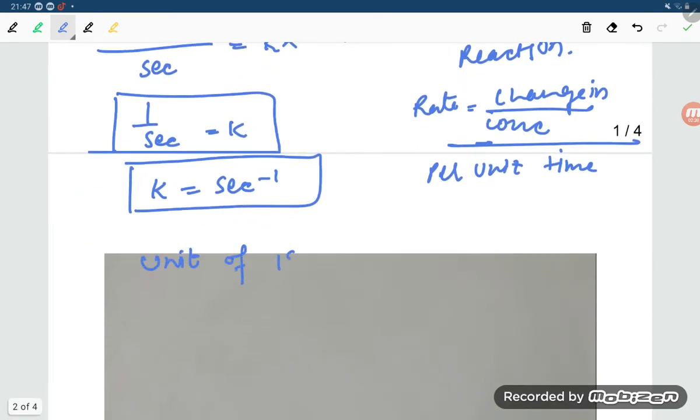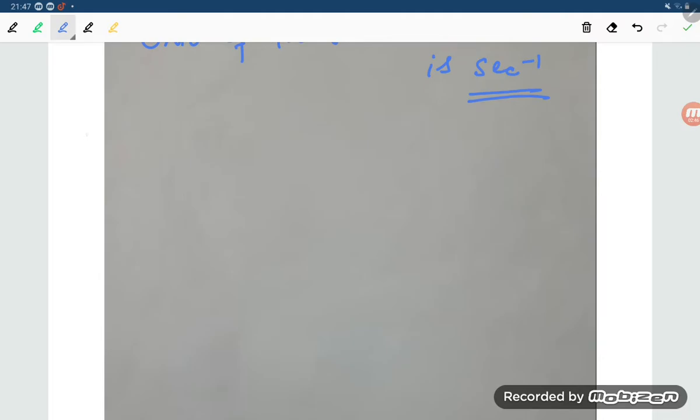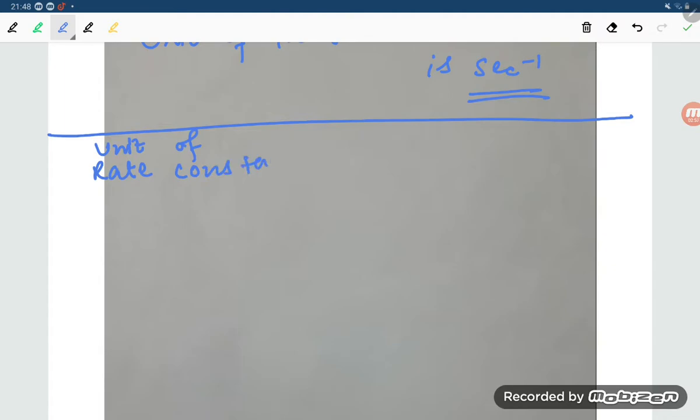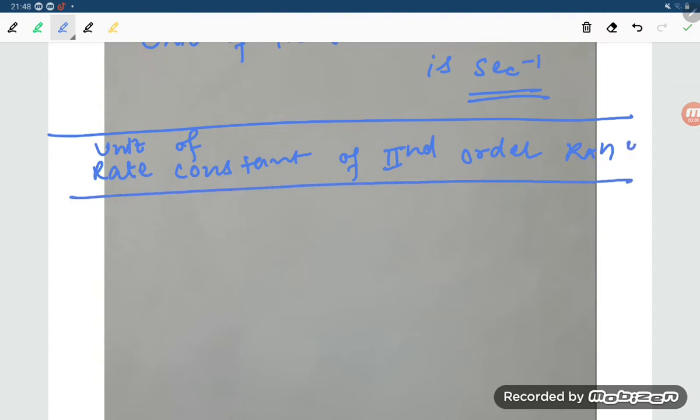So the unit of the first order rate constant is second inverse. This is our first one. Now we are going for the second order. The unit of rate constant of a second order reaction.